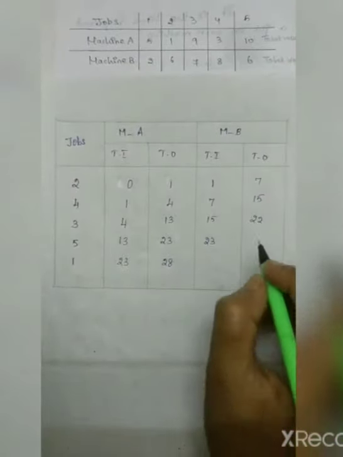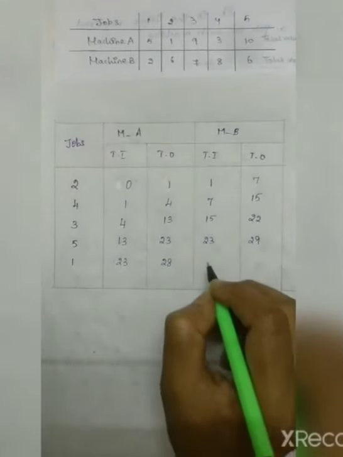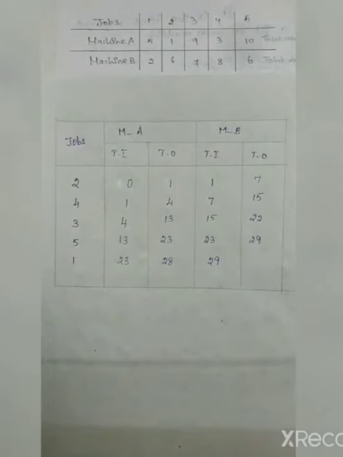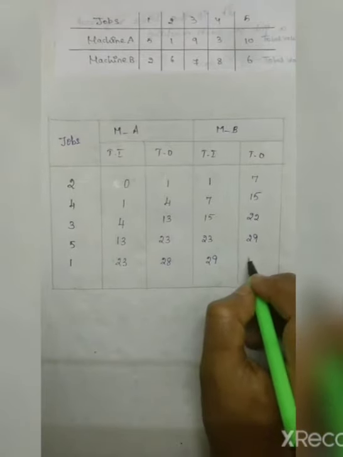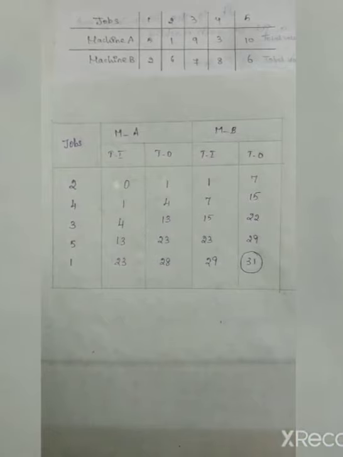The fifth job is 6, so this will be 29. Comparing 29 and 28, 29 is the biggest value. So here you have to write 29. Then the first job will take 2 hours, so 31. So this 31 is the total elapsed time.